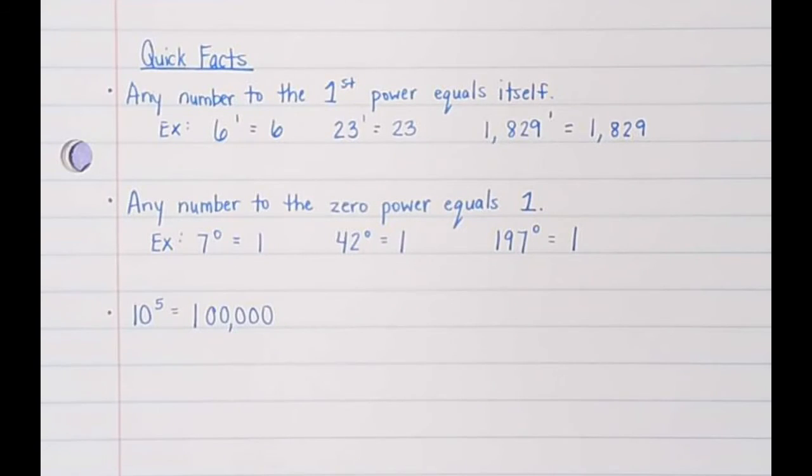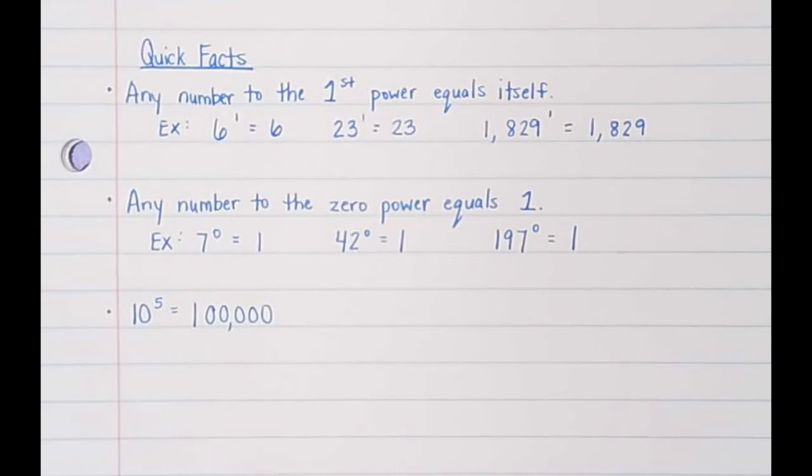Like I said, it only works with 10s. So don't try it with a 9. If it was 9 to the 5th power, you would have to multiply 9 times 9 times 9 times 9 times 9. But if it's 10 to the 5th power, I don't need to do that work. I'm telling you, it's just going to be a 1 and then 5 zeros behind it.